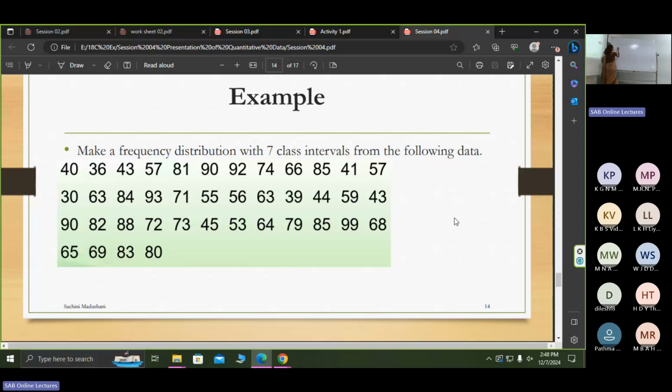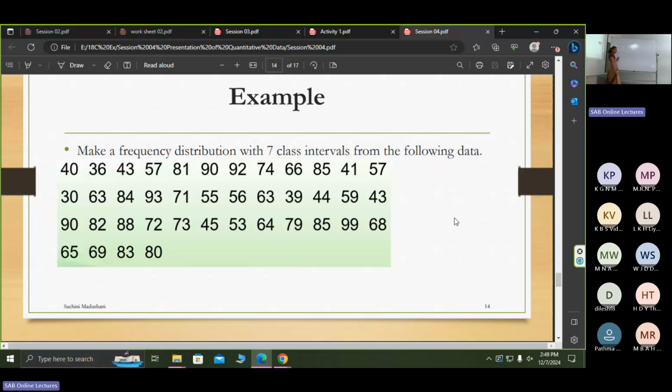Using these values, second step, we find out the range. What is it? Range means the difference between the maximum value and the minimum value. Understood? Range means difference between maximum and minimum. It means 99 minus 30. What is the range? 69. Okay?